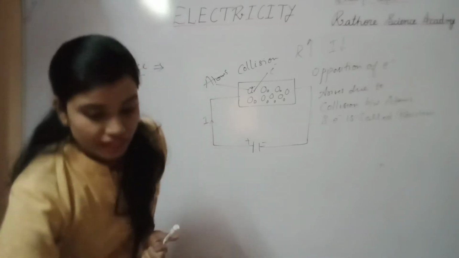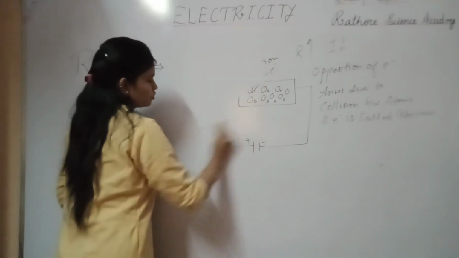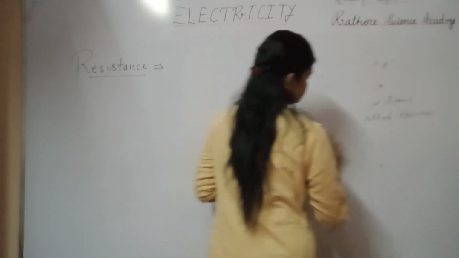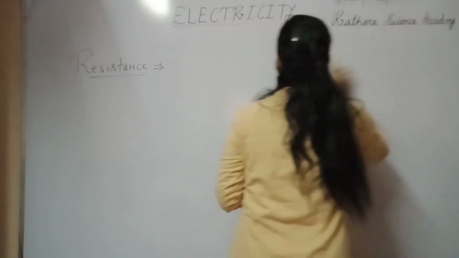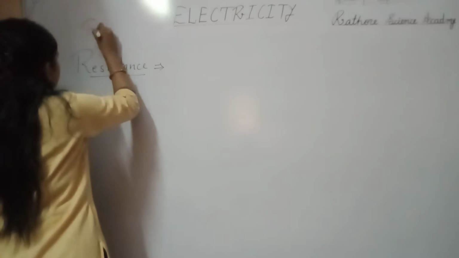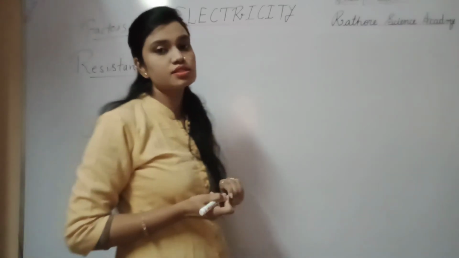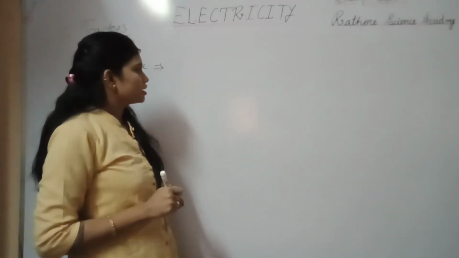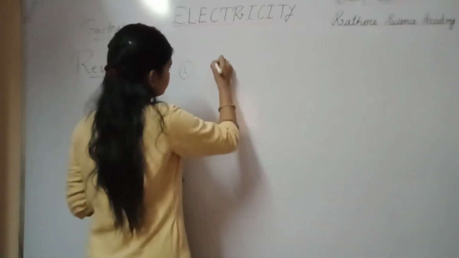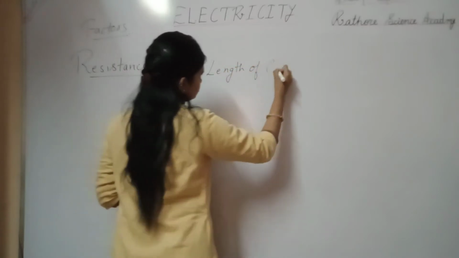Now see, what are the factors on which resistance of a conductor depends? So let us discuss the factors on which resistance of a conductor depends. What are those factors? First, length of conductor.